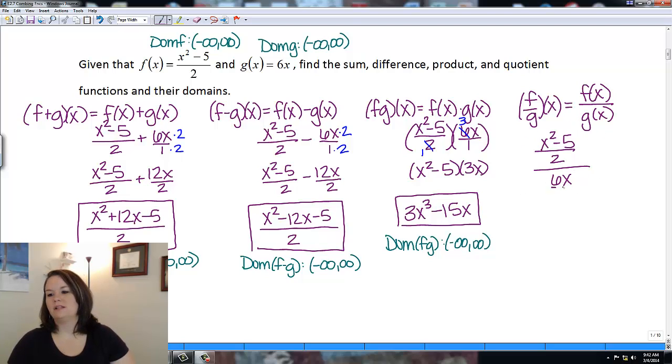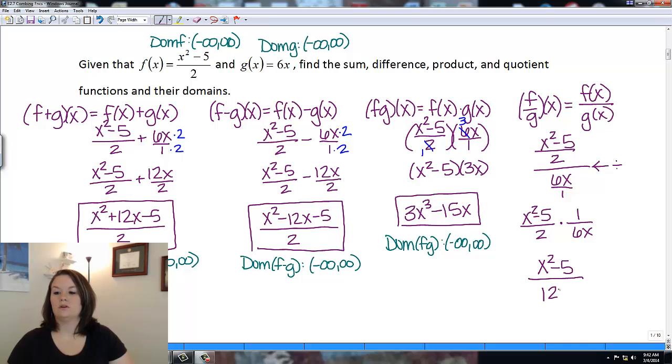So I'm going to write this as 6x over 1. And remember, this division, this fraction symbol, just means divide. So when I divide fractions, I flip and multiply by the reciprocal of the second. So this is the same as x squared minus 5 all over 2 times 1 over 6x. I don't have anything that I can cancel, so I'm just going to combine these. So I get x squared minus 5 all over 12x. So this is my quotient function.